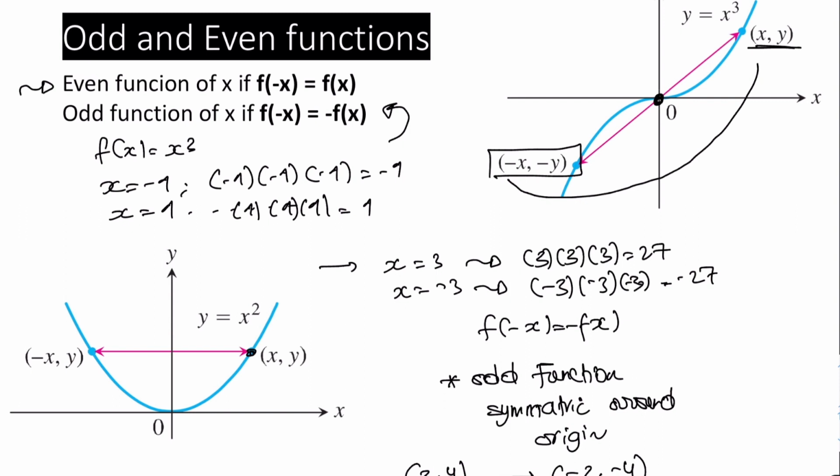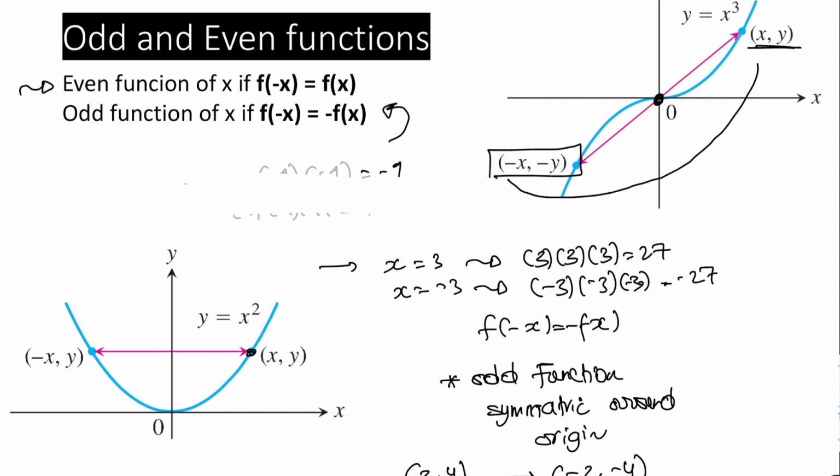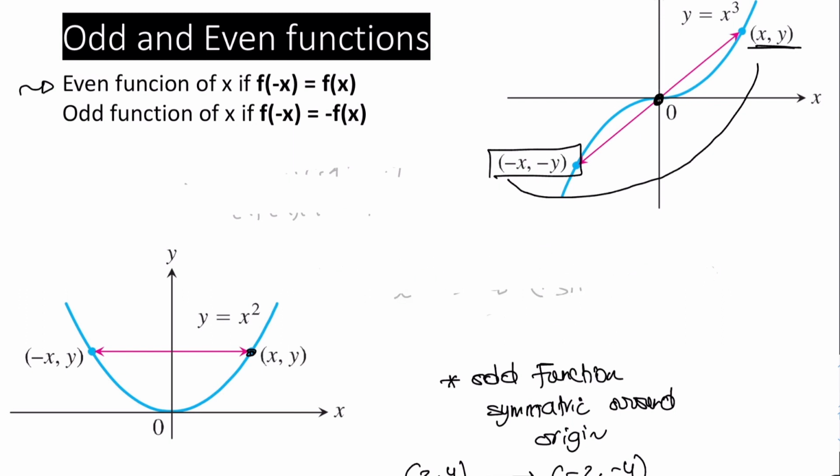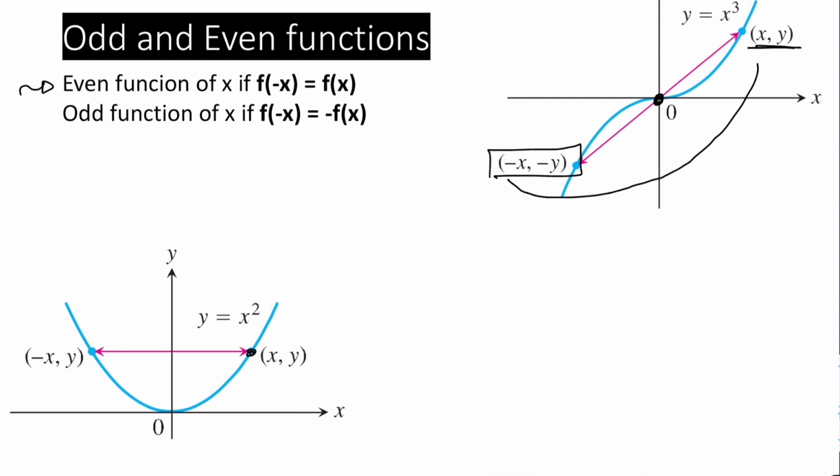Now let's view some examples of functions, and let's determine whether each is odd or even. For example, let's have another function, f of x equals x squared plus 1. And the question is, is this an odd function or an even function?